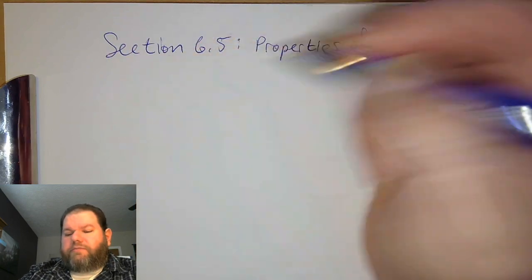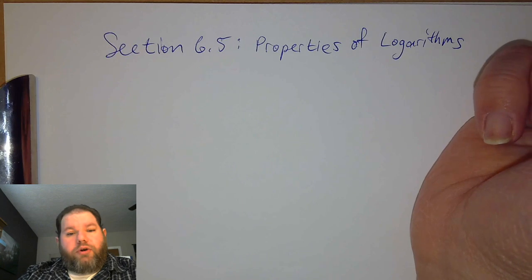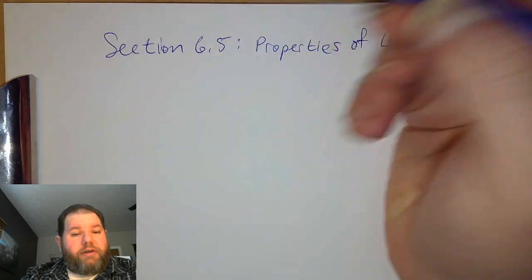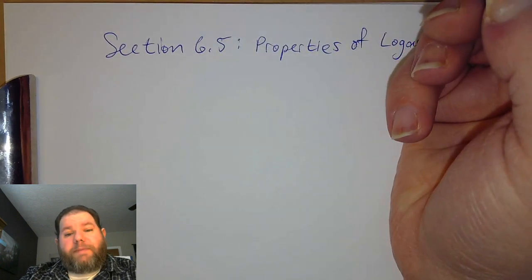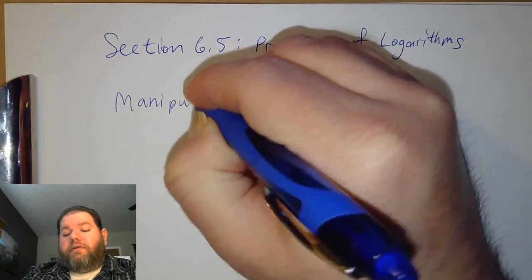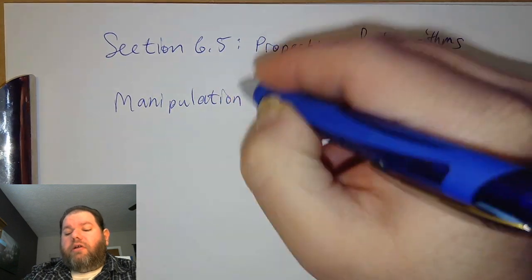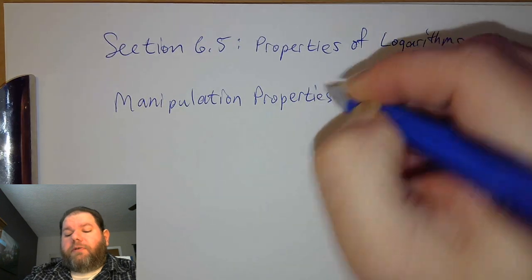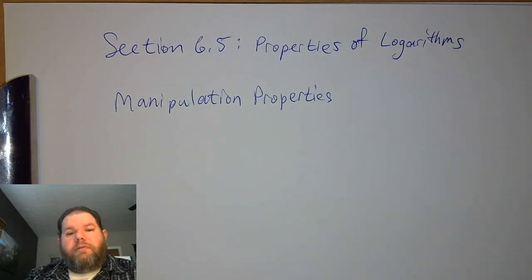Okay. There's really four different formulas or properties I like to talk about in this section. One of them we've already covered, which is the change of base formula. But now we have what's called the manipulation properties. And we call them the manipulation properties because it allows us to take logarithms and move things around, combine them, split them up, and just do different things that allow us to better be able to solve equations and similar.